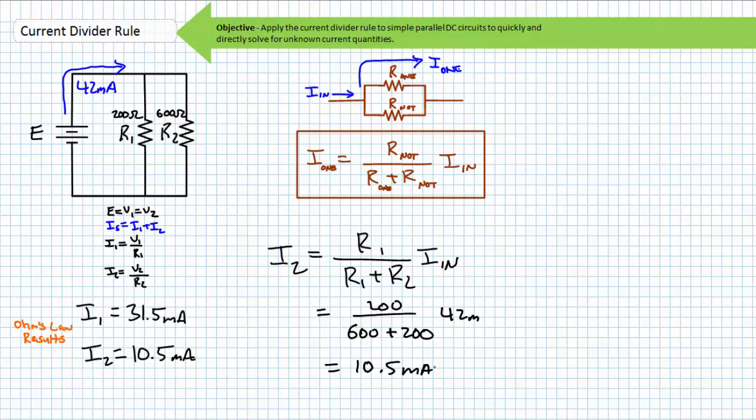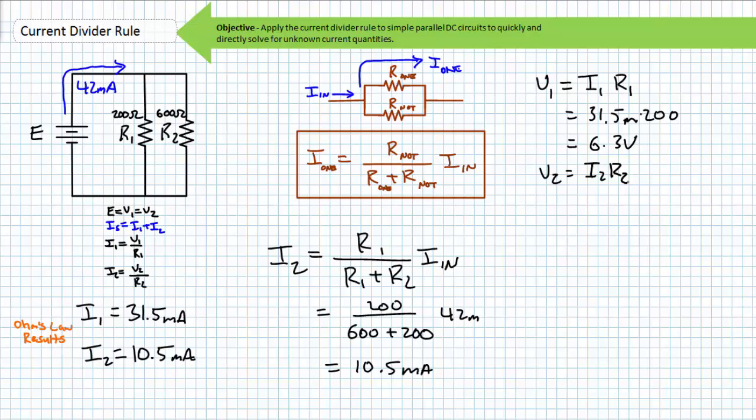Notice we quickly and directly solve for two unknown current values with just two calculations without directly having to solve for total resistance or voltage. If we still wanted to solve for voltage, a manipulation of Ohm's law using either of the two elements would yield the same result. With 31.5 milliamperes of current traveling through a 200 ohm resistor, we'd expect V1 to be equal to I1R1. Substituting in the necessary values, we find V1 equals 6.3 volts.